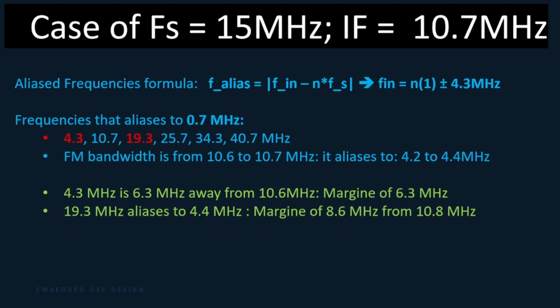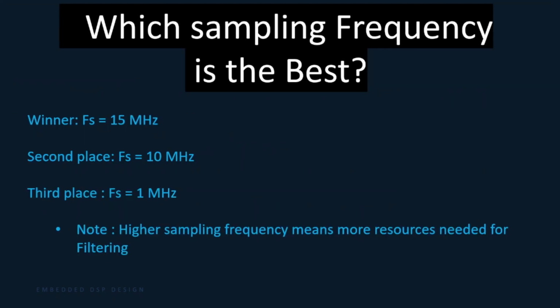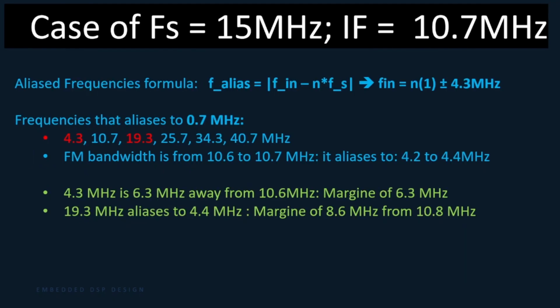So as you can see, if you compare 15 megahertz sampling frequency with 10 megahertz sampling frequency, of course 15 megahertz is way better. So if you rank them and ask yourself who is the winner here, definitely you can say the winner among these three options is 15 megahertz. However, this is not enough. You would have to be really careful again.